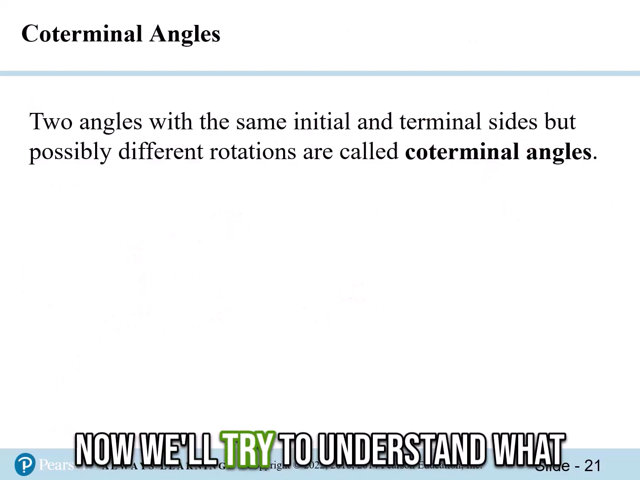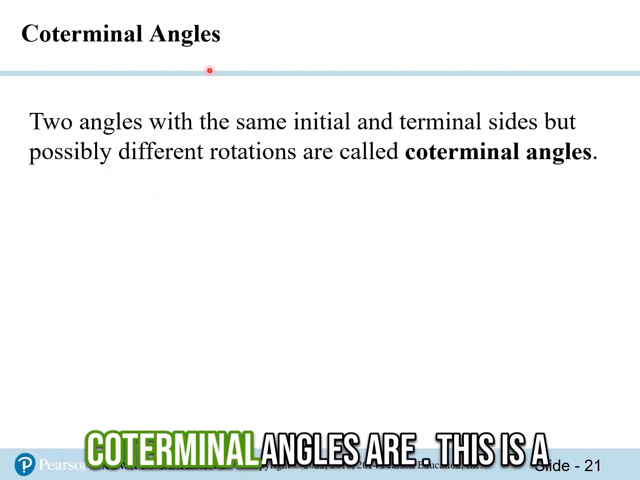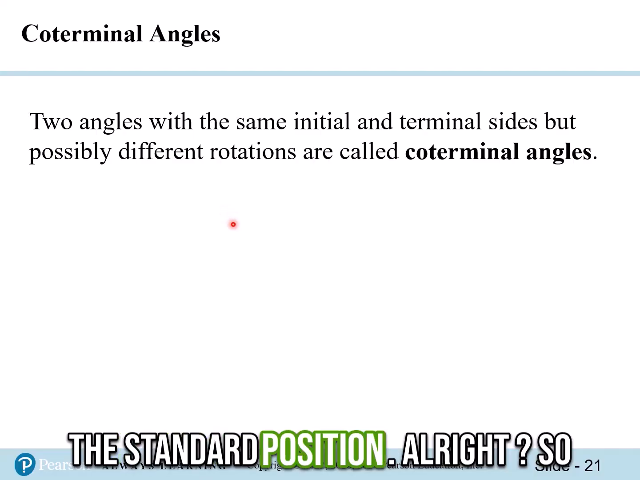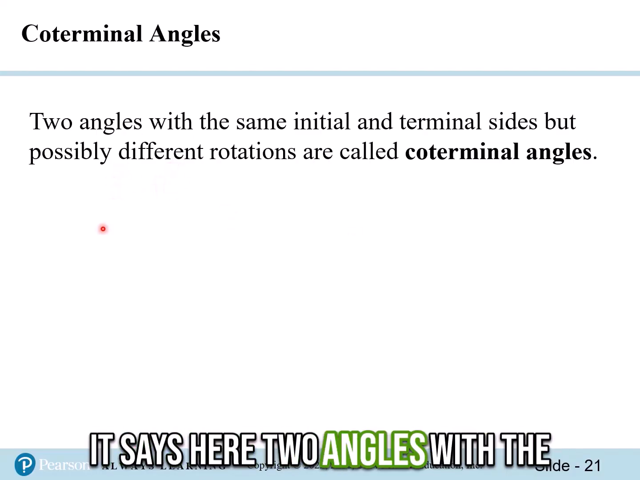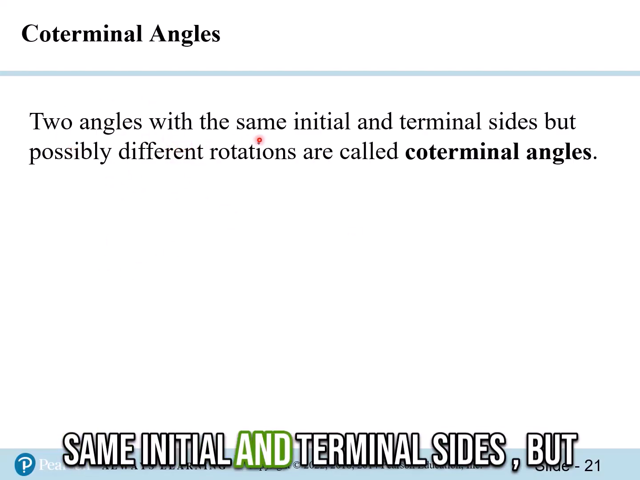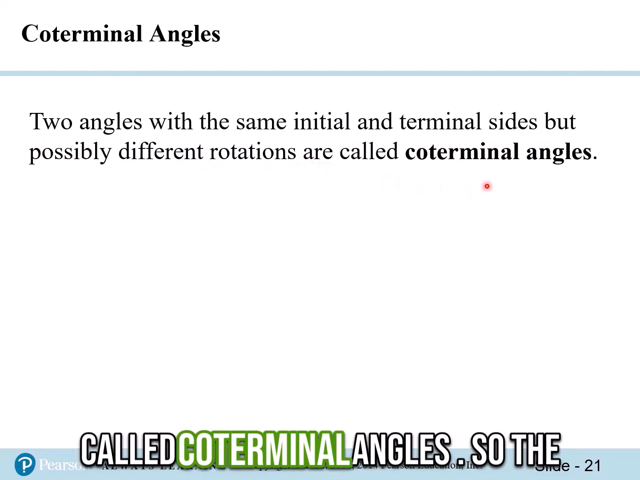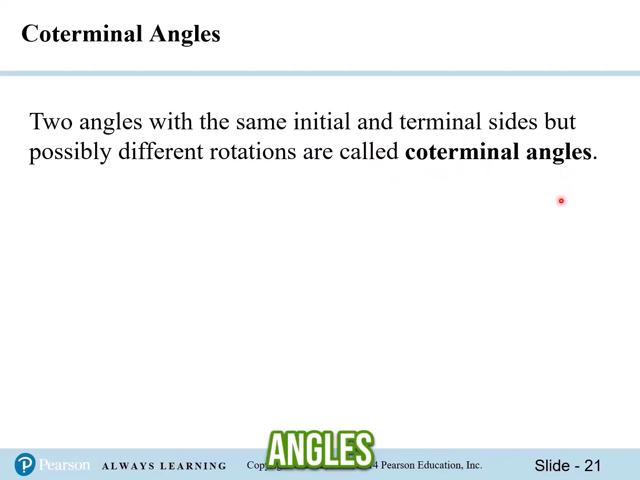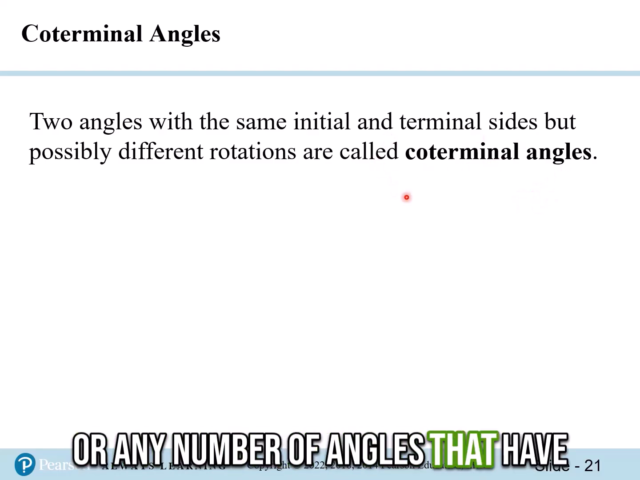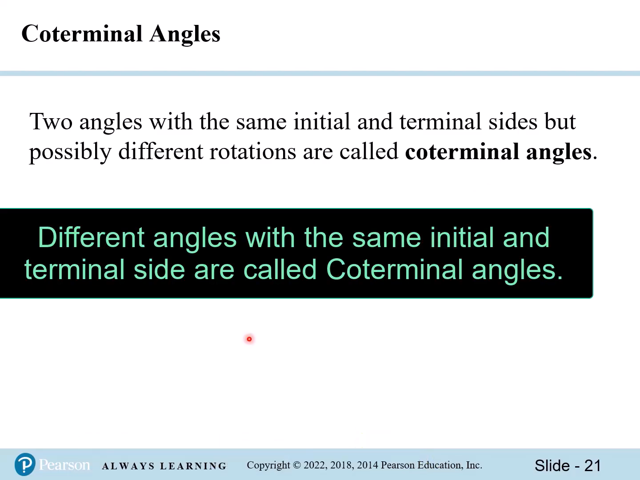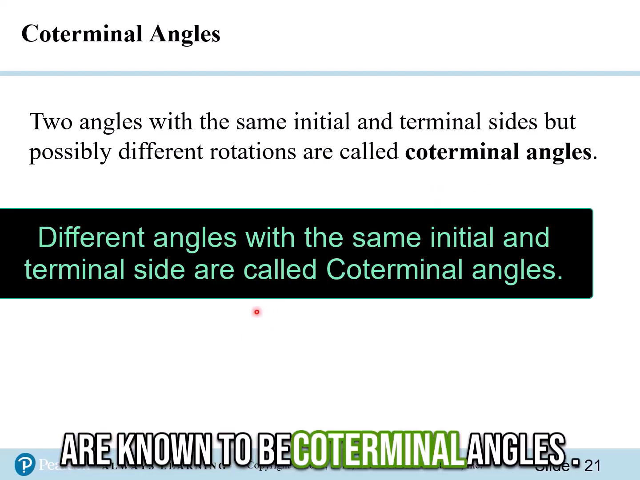All right, now we'll try to understand what coterminal angles are. This is a concept especially for angles in the standard position. All right, it says here two angles with the same initial and terminal sides but possibly different rotations are called coterminal angles. So any number of angles that have the same initial side and the same terminal side are known to be coterminal angles.